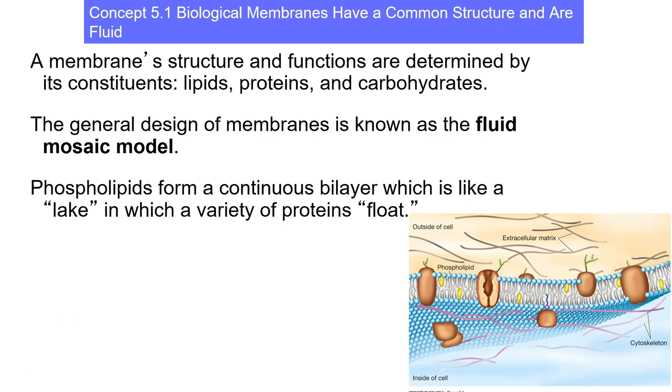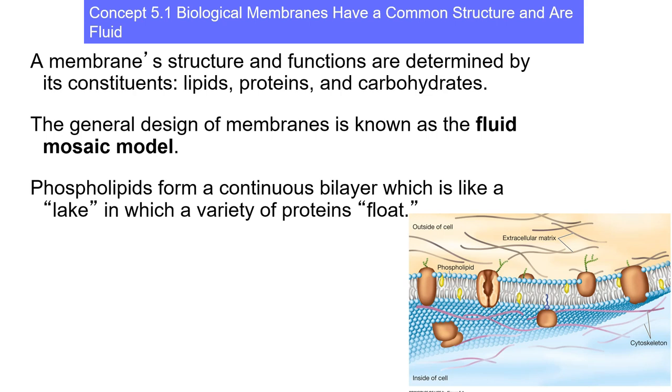So the cell membrane is described at best as a fluid mosaic model. It means it is a mosaic like you would see in an art museum where little pieces are put together to make a larger picture. And it's a fluid mosaic because those pieces that are lipids, proteins, and carbs float around and they bob around in the membrane. They go to different places. So phospholipids form a continuous bilayer, which is like a lake in this case, and allows for a variety of proteins just to float along. And these proteins will move around, and they can be anchored like a boat, but they do move around.